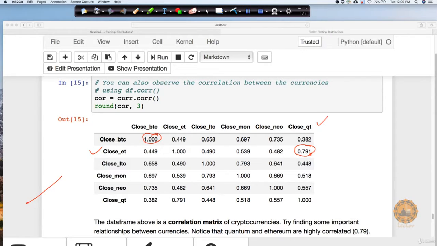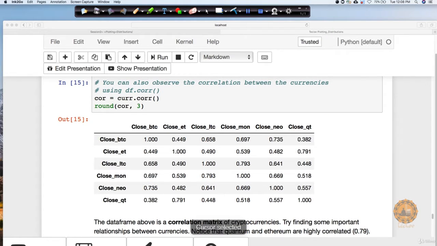Similarly, you can see even the other values where you are getting a very good correlation, like close_ITC is highly correlated with close_mon. Similarly, this is very nicely correlated, right? So wherever the value is closer to 1, that means it has a very positive, highly correlated relationship. If it is a negative correlation, the value will go into negatives. Okay, we will see those things as well when we move further.